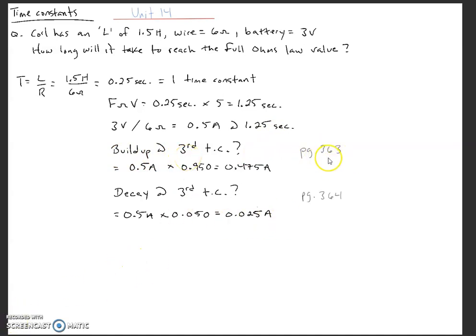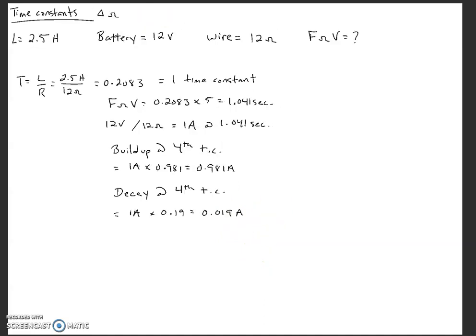So if we use our tables for the buildup at the third time constant, the tables can be found on page 363 for the buildup and page 364 for the decay. We just apply our values in the table: 0.5 amps times 0.95, because we're at the third time constant. So for the decay at the third, I'm just keeping it the same. Let's see if you can notice the relationship here. 0.475 amps and 0.025 amps.